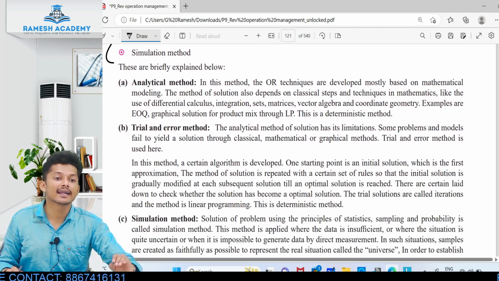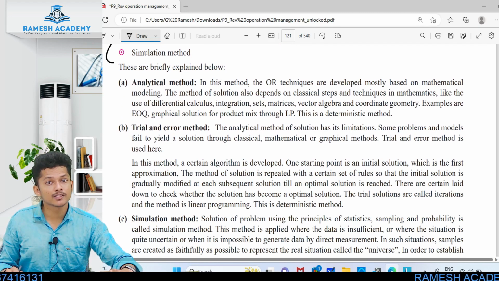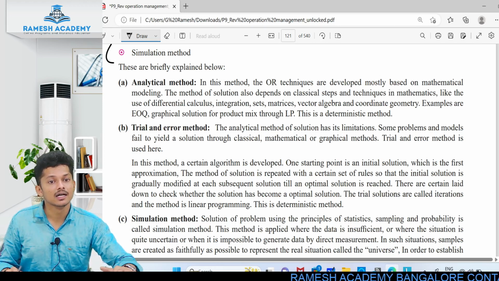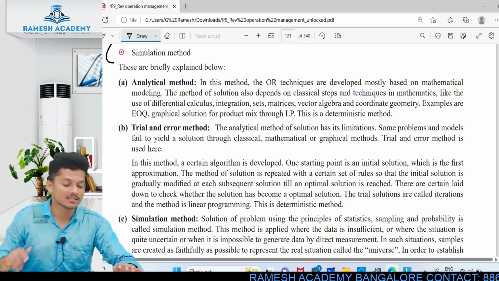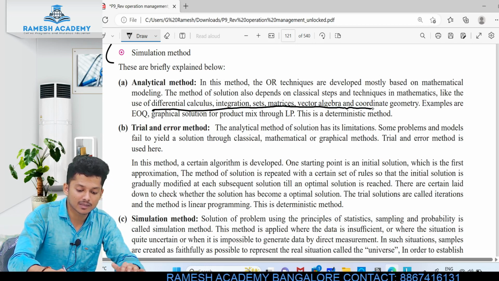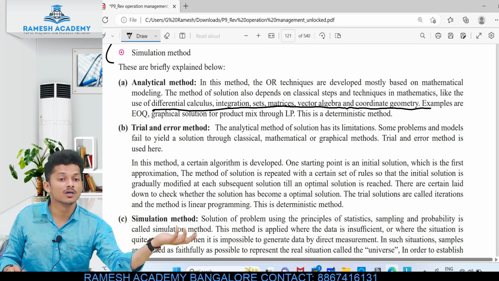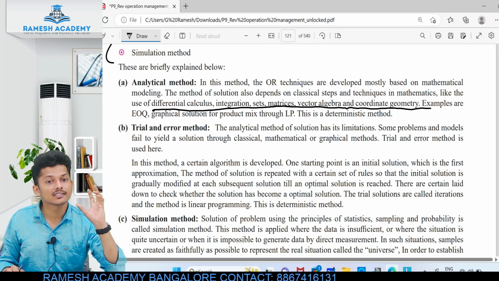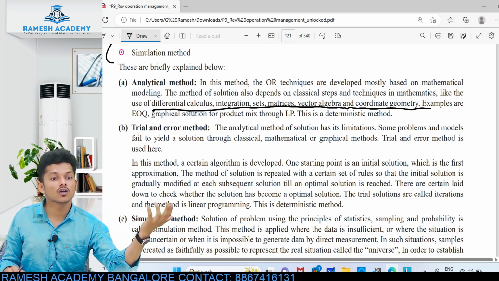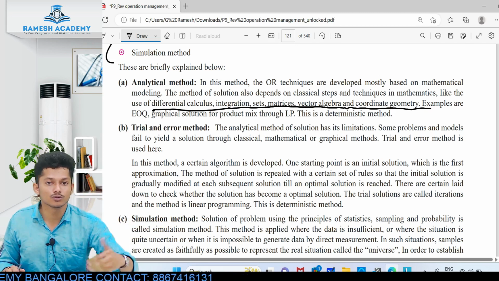First one, analytical method. Here you basically analyze the things. In this model, the OR techniques are developed mostly based on mathematical modeling. So the method of solution also depends on classical steps and techniques in mathematics, like the use of differential calculus, integration, sets, matrices, vector algebra and coordinate geometry. If you are coming from a maths background in your +2, you would at least understand this concept very easily. If you are not from a maths background, very fine, I will teach you. The upcoming parts will include those.